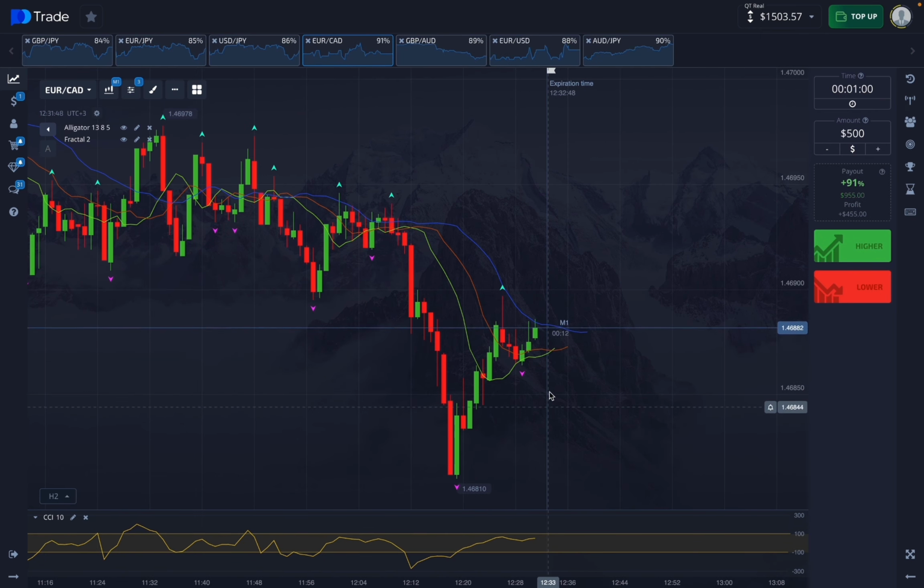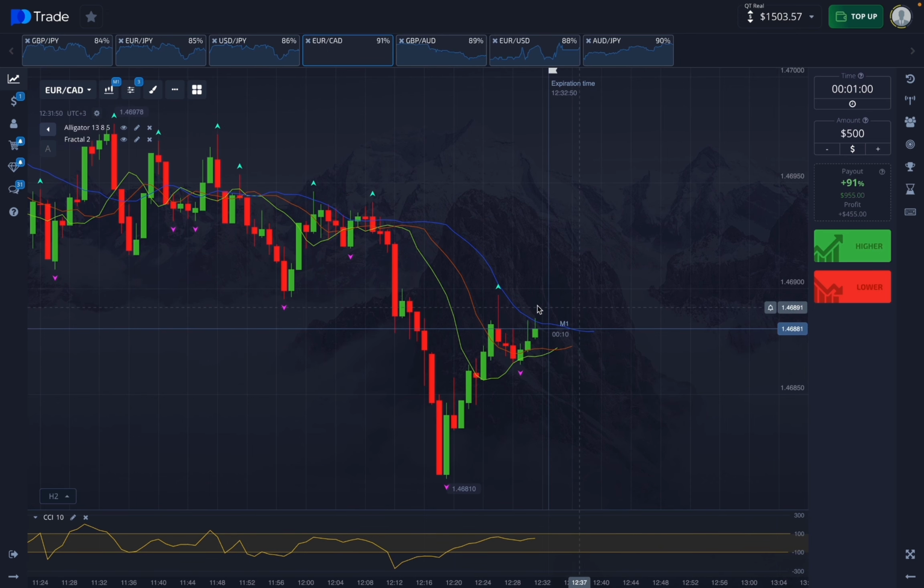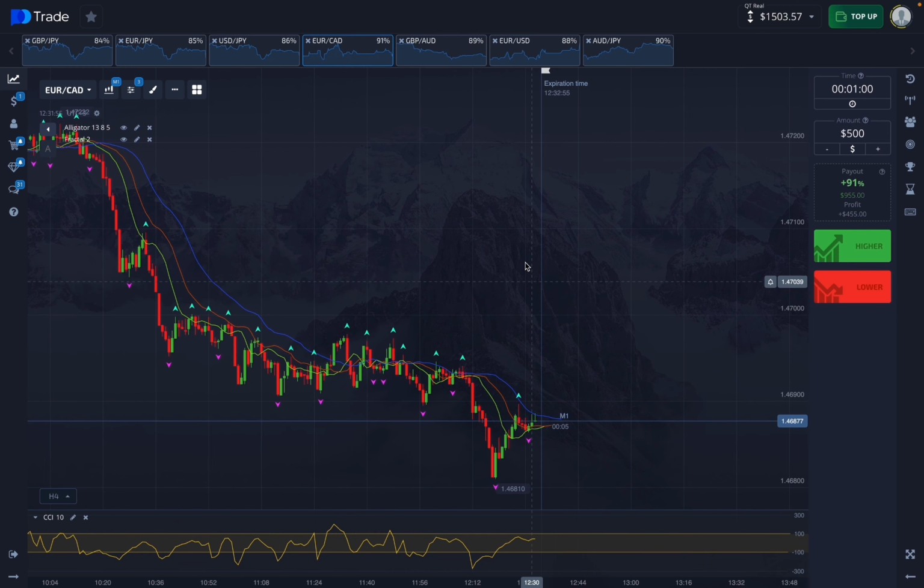In general, as you can see, the moving averages are crossing, an additional local minimum has been updated, and overall the transaction was opened absolutely correctly. Let's continue our trading and select the next currency pair.